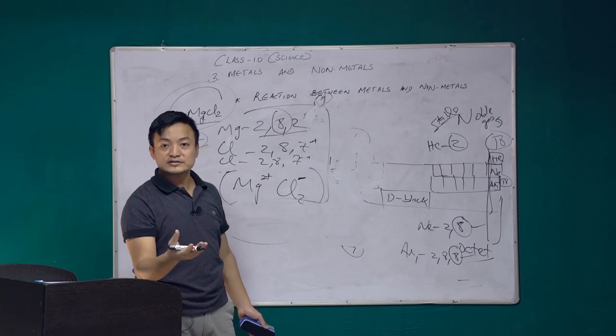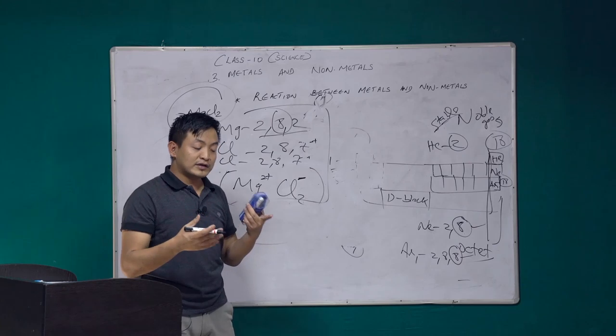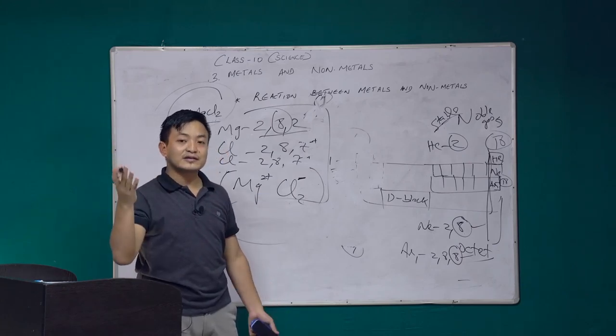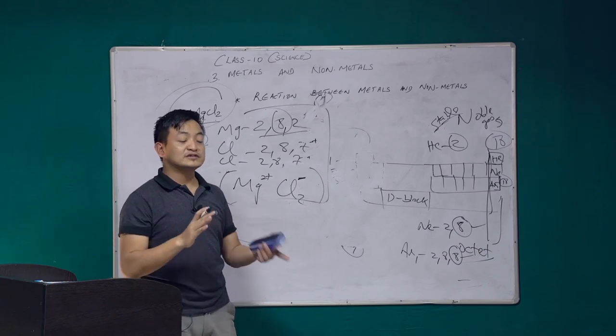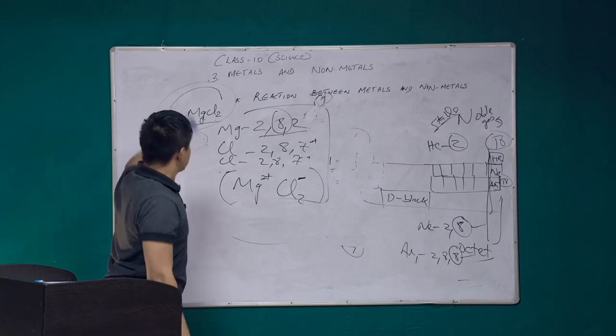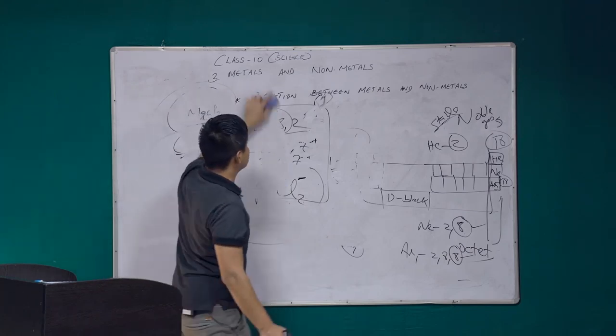occurrence of metals. How do we get metal naturally, and how do we get the final products of metal which we get in the market? Clear? So we'll see the journey. So I'm sure you have noted down everything. So we'll start with our next topic, that is occurrence of metal.